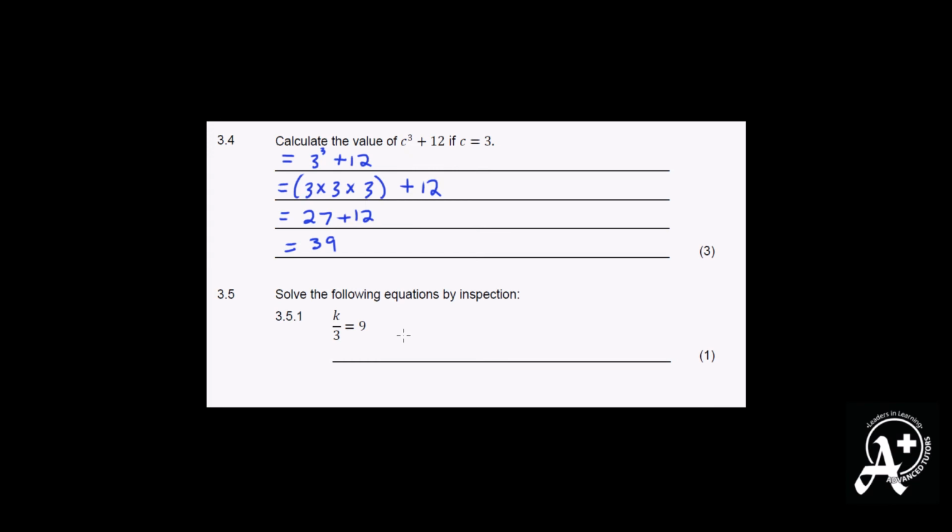In 3.5.1, they ask us to solve the equations by inspection only. That means we just need to look at the problem and know what the answer is. They say k divided by 3 is equal to 9. Don't get confused by the variable that they use here. It doesn't matter what they use. We simply think about it as what number divided by 3 will give me 9. We know that 27 divided by 3 is equal to 9. So k would be equal to 27. If we had 27 over 3, it would be 9. Hence k is 27.